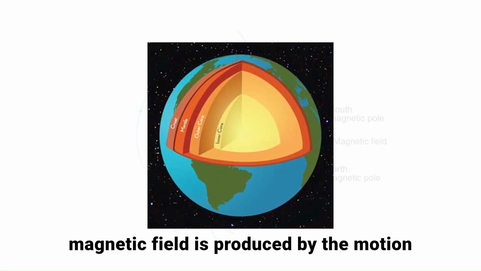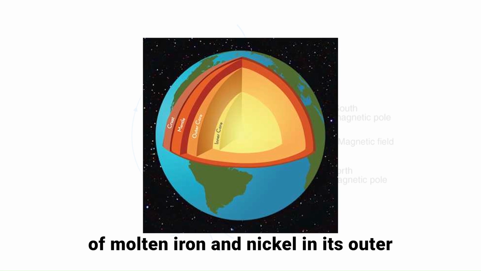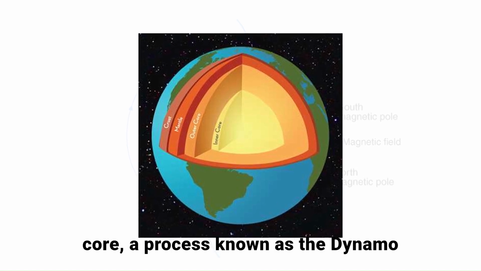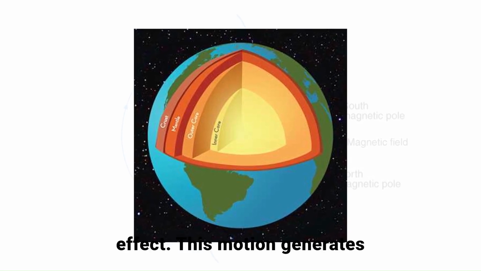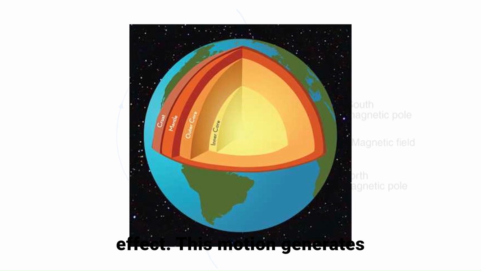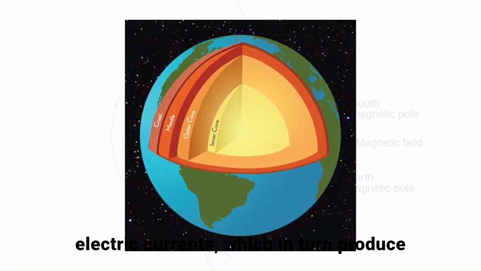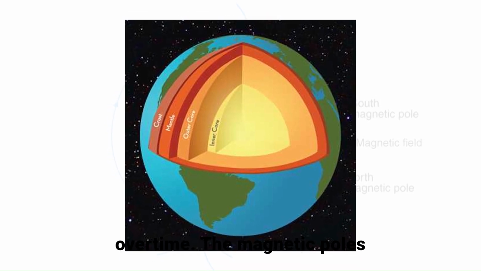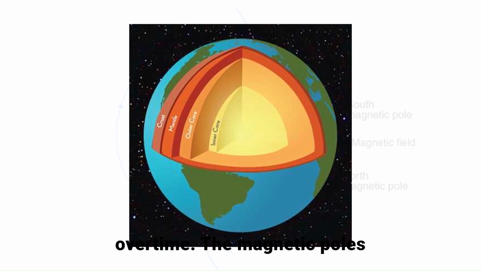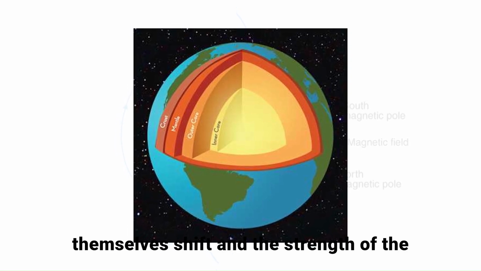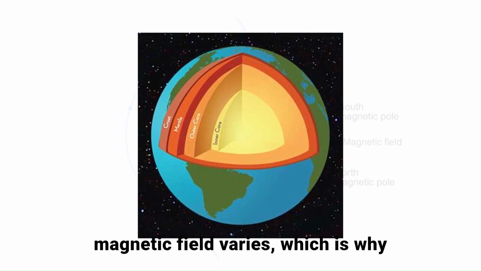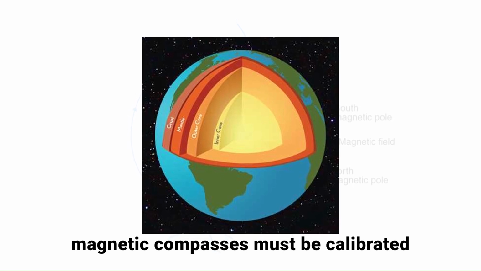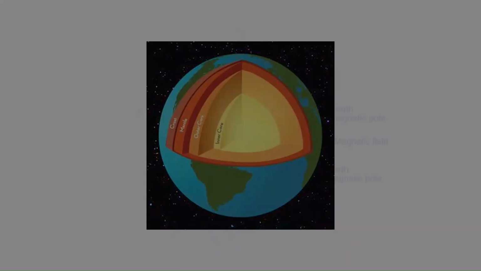The Earth's magnetic field is produced by the motion of molten iron and nickel in its outer core, a process known as the dynamo effect. This motion generates electric currents, which in turn produce the magnetic field. The Earth's magnetic field is not static, it changes over time. The magnetic poles themselves shift, and the strength of the magnetic field varies, which is why magnetic compasses must be calibrated regularly to remain accurate.